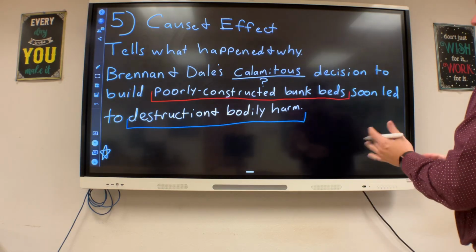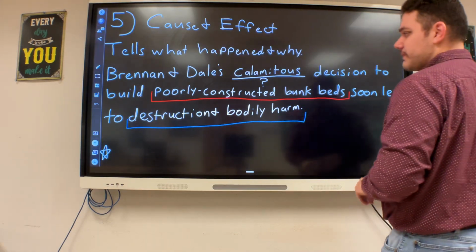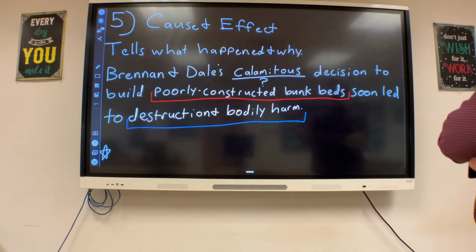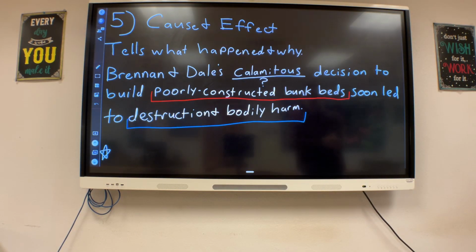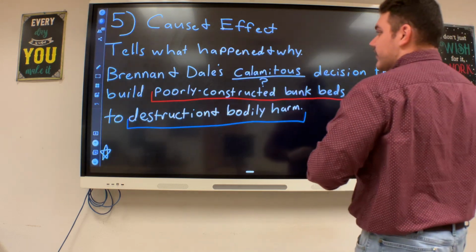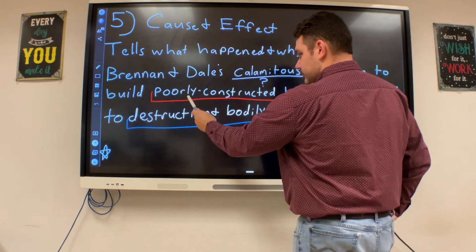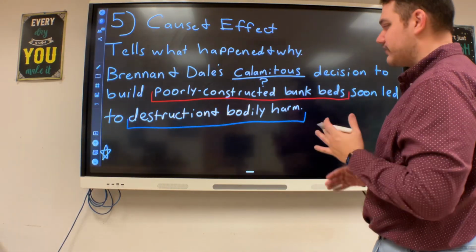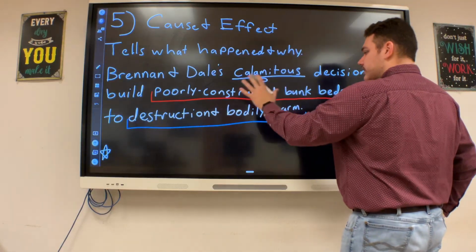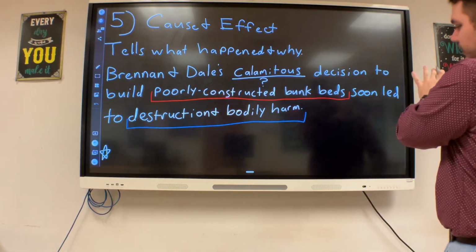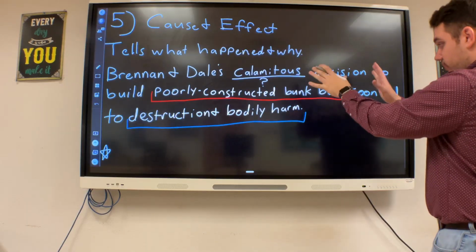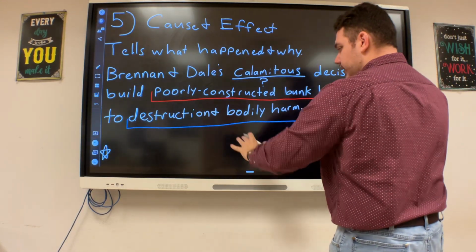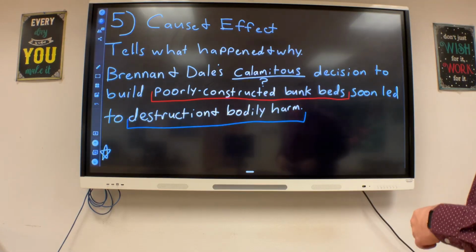But we can go through it, we can look for our cause and effect, and so we can see. Brennan and Dale's calamitous decision to build poorly constructed bunk beds soon led to destruction and bodily harm. As soon as they get in them, it falls down, breaks down on them. That's our cause and effect. The cause, these poorly constructed bunk beds, it was just put together with random boards and hockey sticks and all. So that's the cause, poorly constructed bunk beds. And then soon led, that's our verb right there. Here's the effect, destruction and bodily harm. It broke down on them.